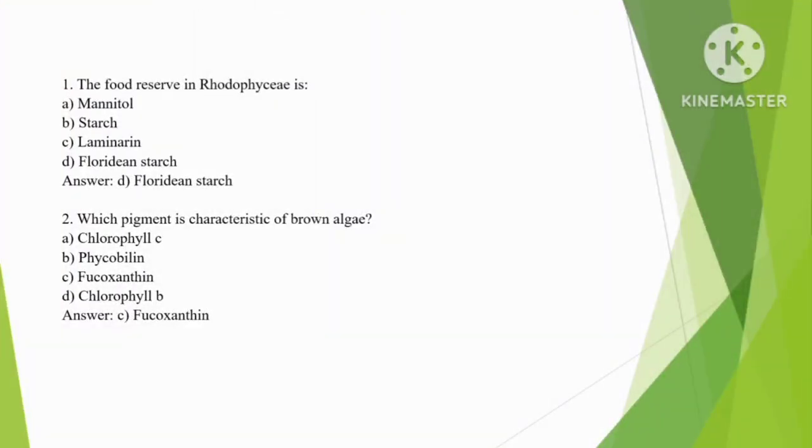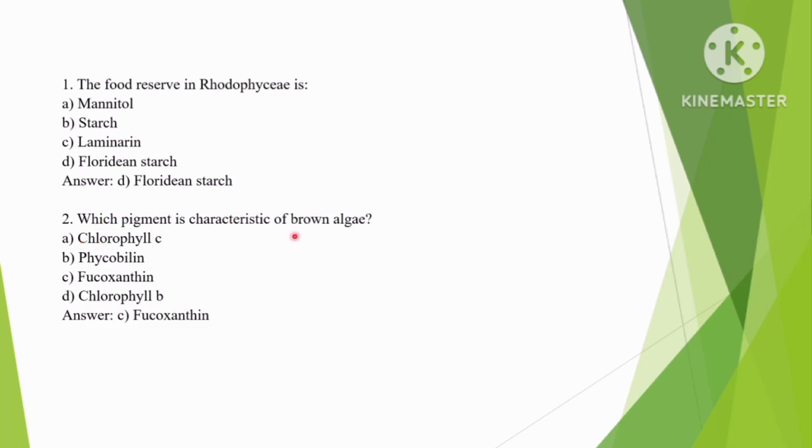The food reserve in Rhodophyceae is. The right answer is option D, Floridean starch. Rhodophyceae, also known as red algae, store carbohydrates in the form of Floridean starch. It's a complex polysaccharide different from plant starch. It is stored in the cytoplasm and not in plastids. So that's also an important point. Floridean starch is stored in cytoplasm.